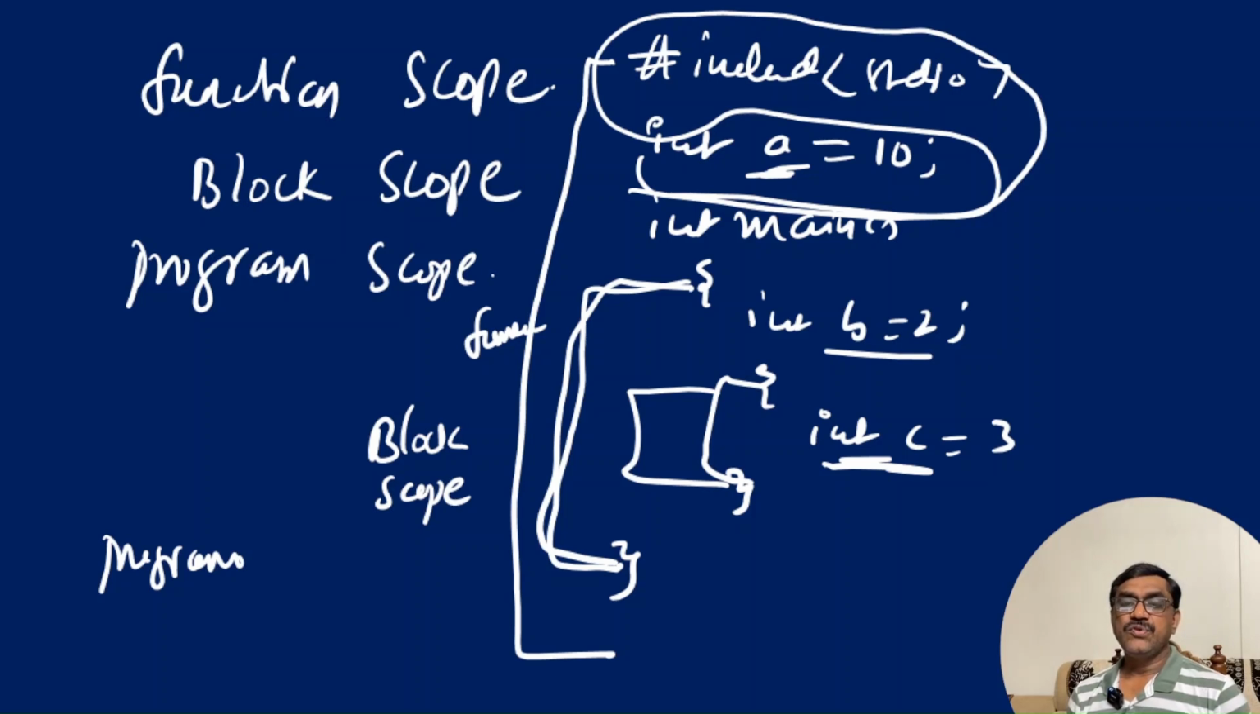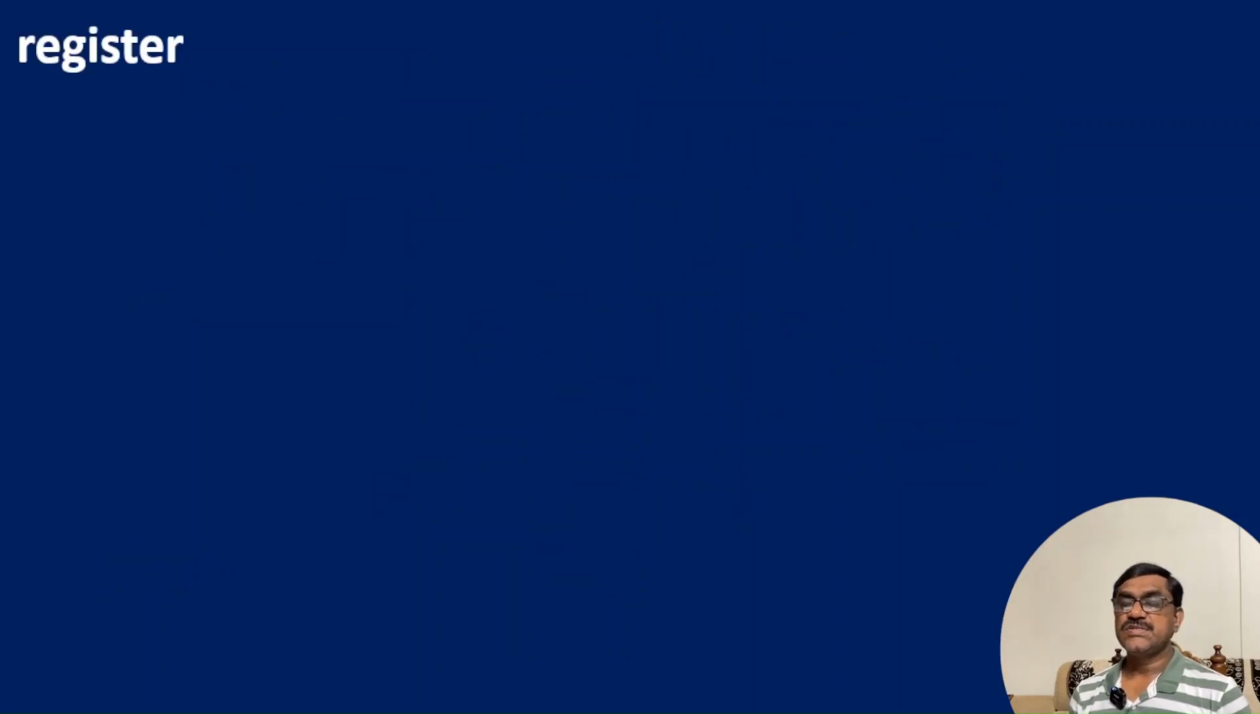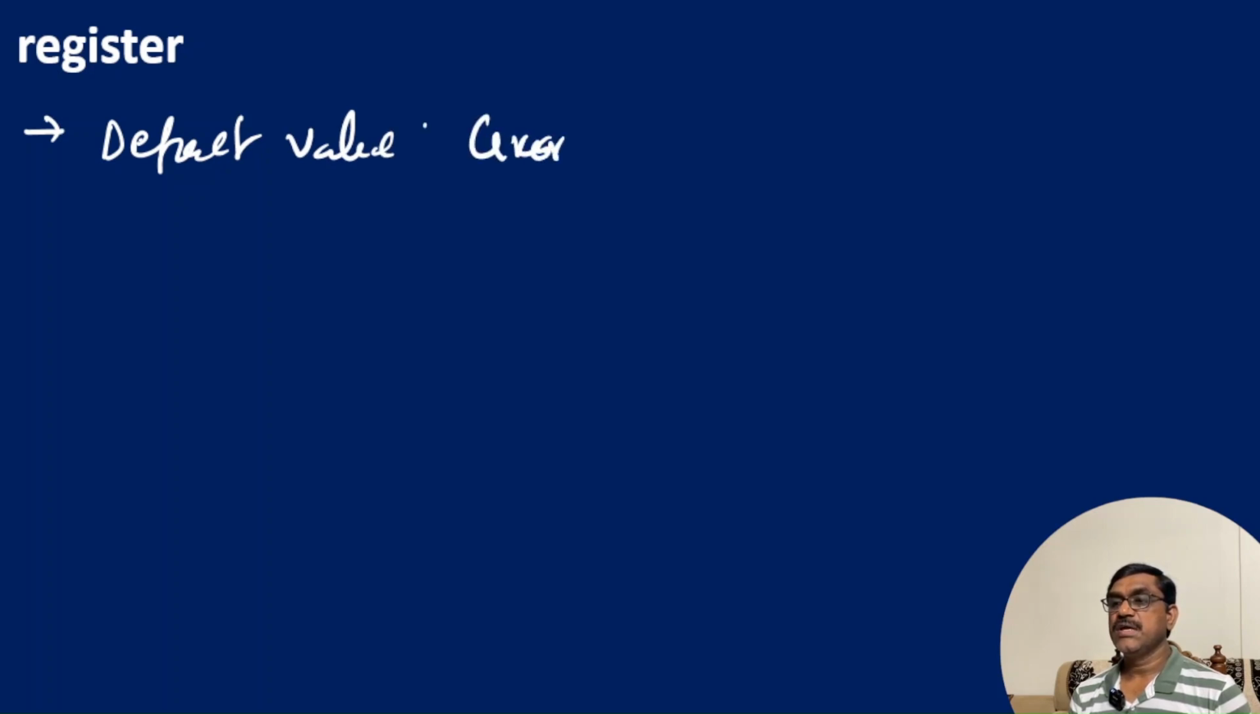Now, come to the next storage class, register. What do you mean by the register storage class? Here I'm not mentioning the class, because the keyword is register, and the name of the storage class is again register. Here mainly we are talking about the default value. What is the default value of register? The default value is the same as the automatic storage class variable, that is, a garbage value.